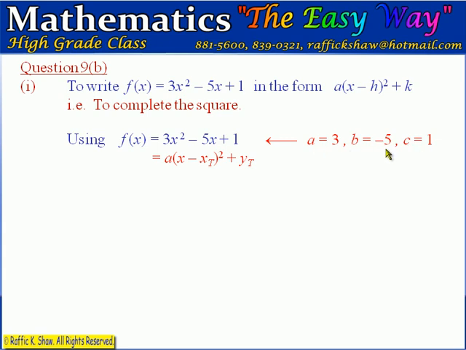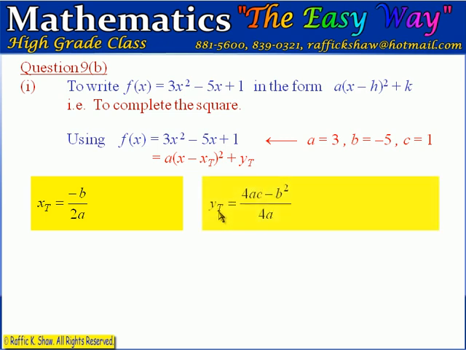And then, as I have said, a, b, and c can be used to calculate xt and yt here. The a here is the coefficient of x squared. The definition for xt, the x value at the turning point, is negative b divided by 2a. The b is the coefficient of x and the a is the coefficient of x squared. And yt is calculated using this formula: yt equals 4ac minus b squared, divided by 4a. A, b, and c again are the coefficients of the terms in the standard form as listed here.